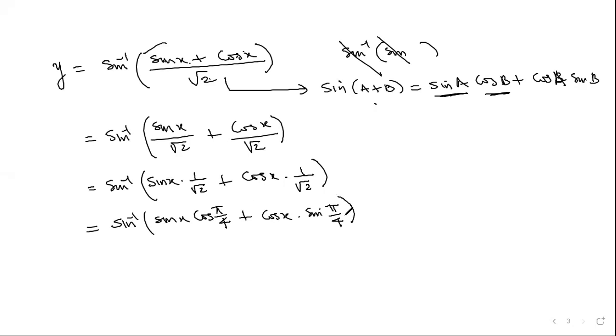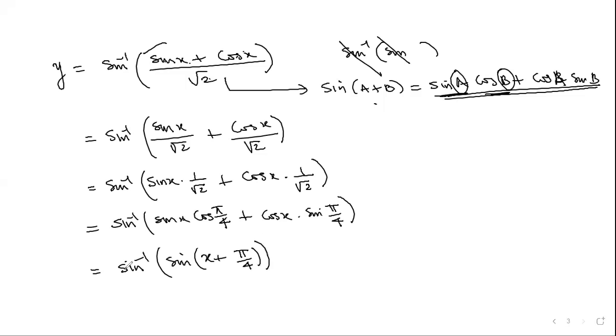Did you understand this? Both sine 45 and cos 45's value is 1 by root 2. And why did I do it this way, cos here and sine here? Why not both sine and one cos? According to this formula, I'm arranging so that this formula comes inside the bracket. So I can write this as sine inverse of sine of x plus pi by 4. Now sine inverse sine can be cancelled, so you will get x plus pi by 4.